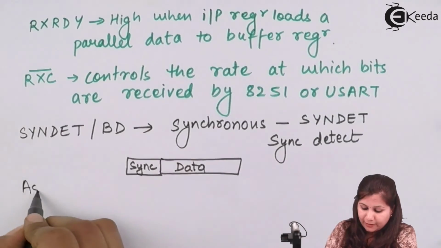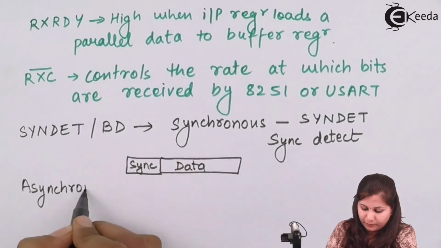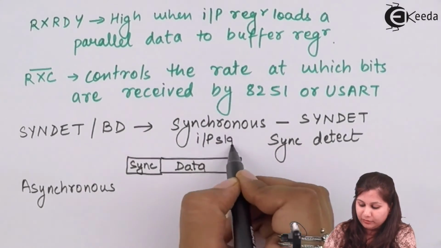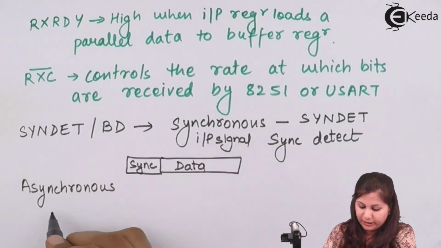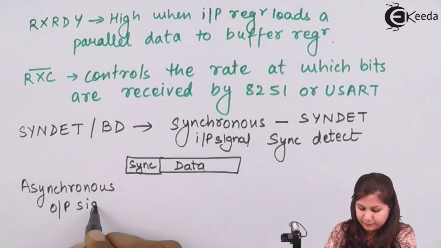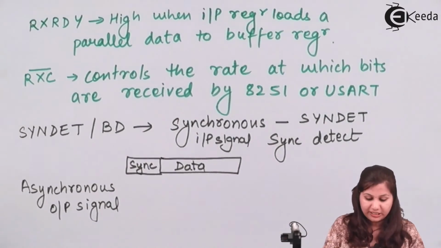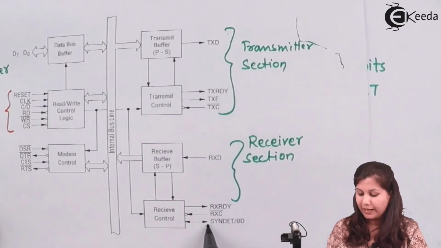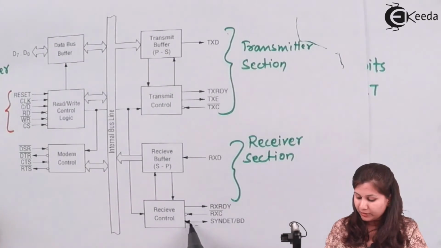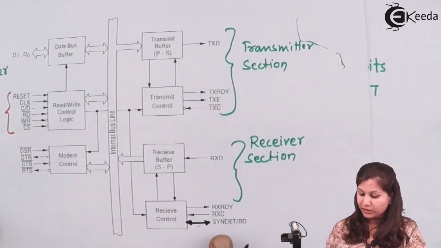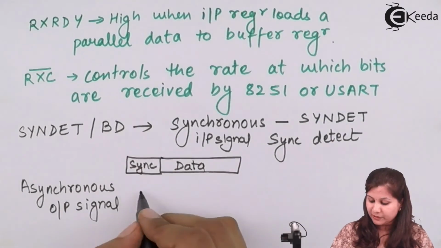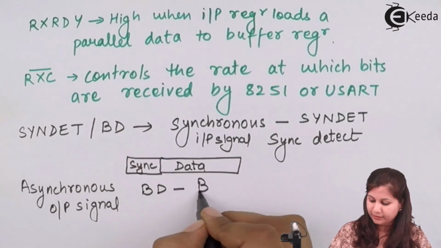Now in the synchronous mode, here it is acting as an input signal. But in asynchronous mode, this pin will act as an output signal. Okay, so you can see in the block diagram that this signal, sync detect, break detect, is having double arrows. So it can act as an input signal also and as an output signal also. So in synchronous mode, sync detect is selected and it will act as an input signal, and in asynchronous mode, the output signal will act as BD or break detect.